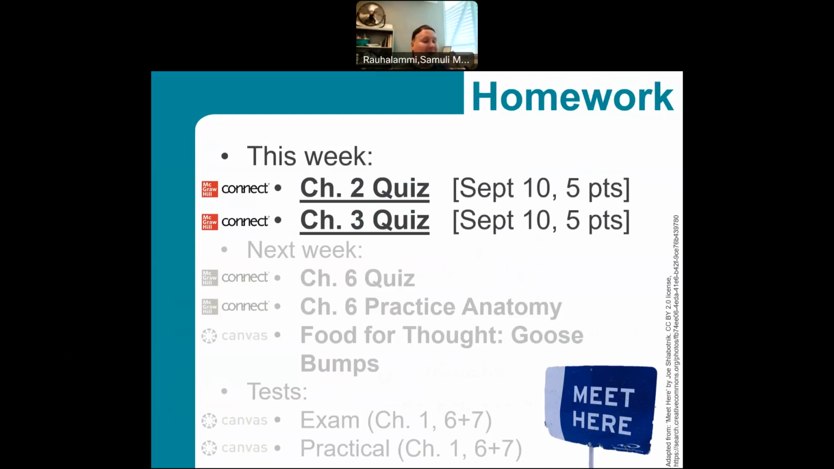We learned about directional terminology. We learned about body planes. We learned about many essential concepts. I will not be testing you on last week's material or this week's material in the tests.